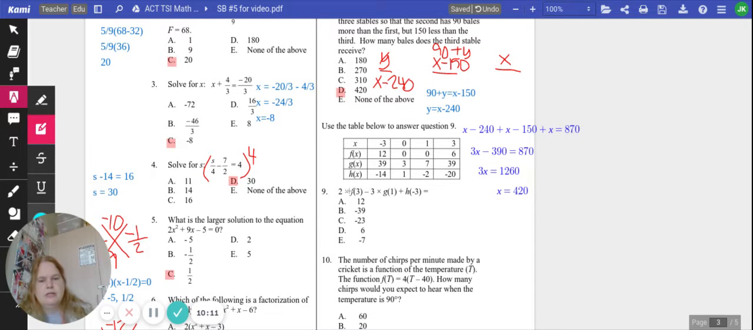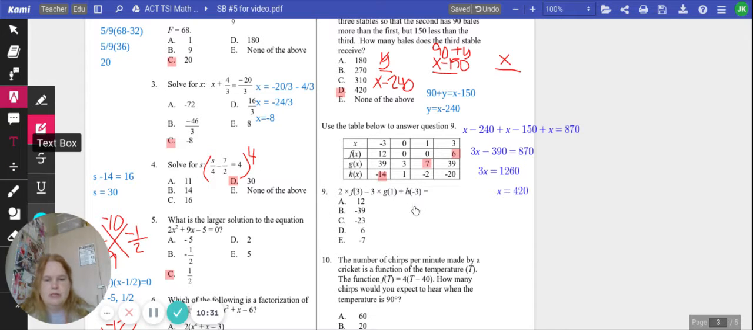Oh, this one's not too bad. So it says 2 times f at 3. F at 3 is this number. Minus 3 times g of 1. G at 1 is that number. And h at negative 3. H at negative 3 is that number. I just saw where they intersected in this table.